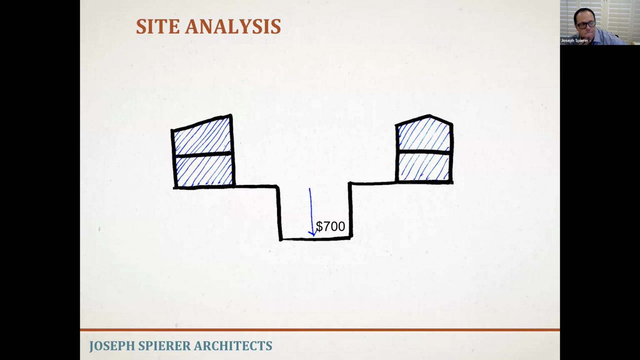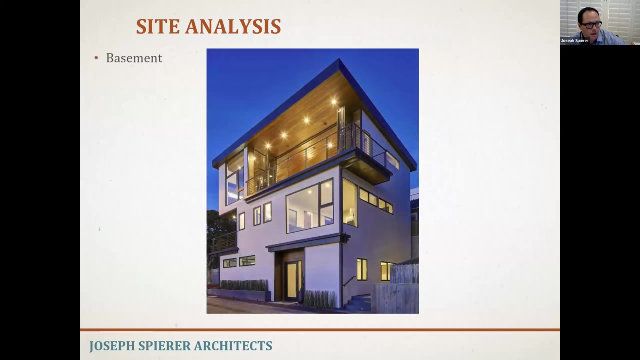So that's why a lot of people don't end up doing basements, such as here's a house that we designed where we did not do a basement. And you can see the result here. This was done by a developer who really wanted to get the maximum equity on sale that they could out of this property.